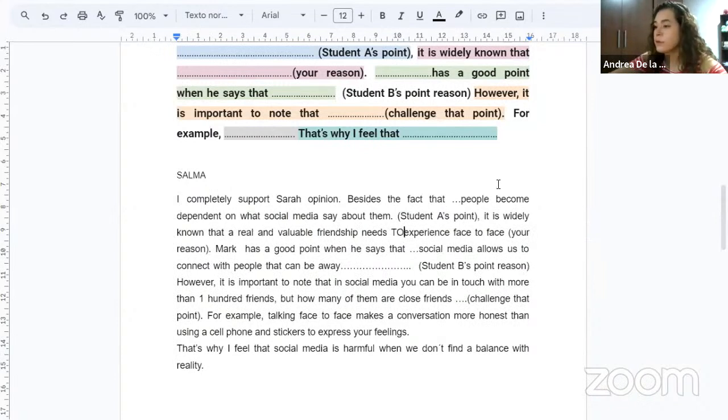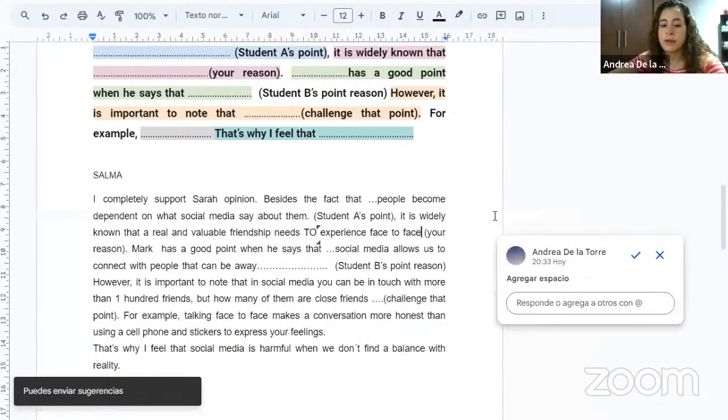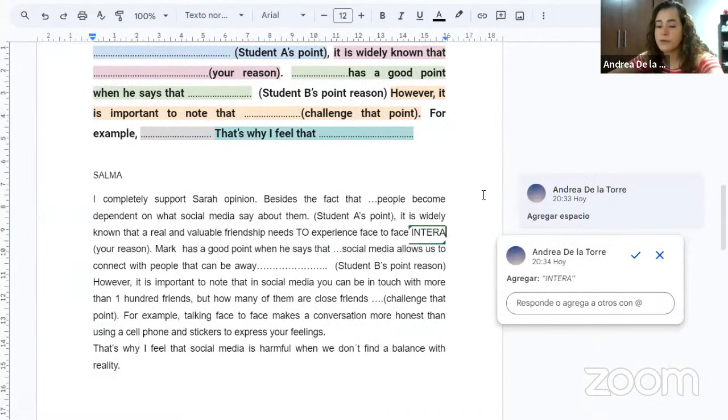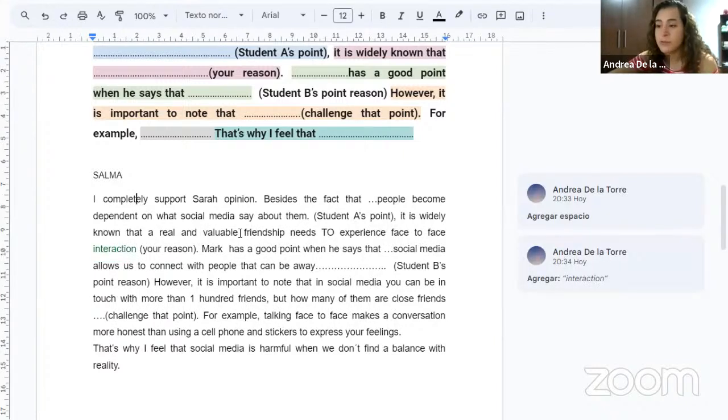Always use to after the verb need when we have two verbs, needs to experience face-to-face interaction, let's say. Or needs to have face-to-face interaction. It's really good though. Maybe one suggestion that I can give you here would be to try to make it a little bit more broad. I think you're narrowing it down a little bit too much. You're talking about friendships specifically, but maybe instead of talking only about friendships, you can talk about relationships in general. And then probably in your example, when you elaborate more, you can talk about friendships.